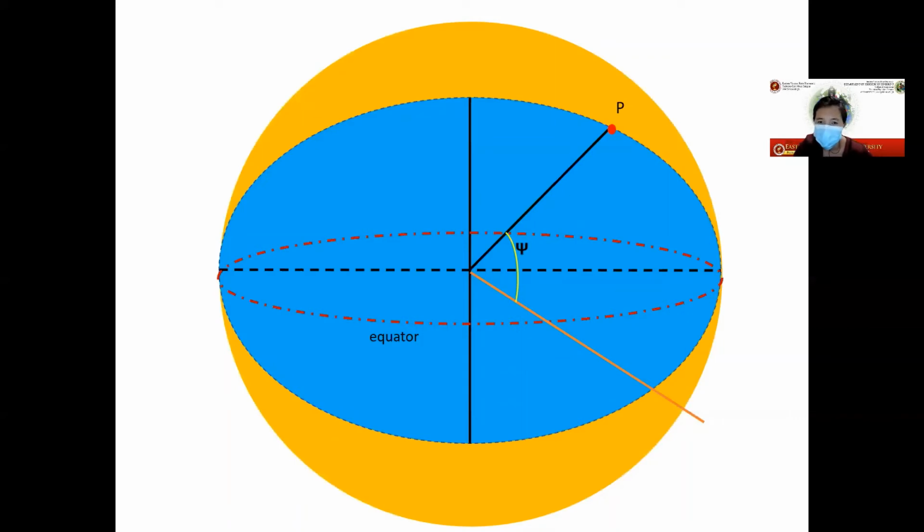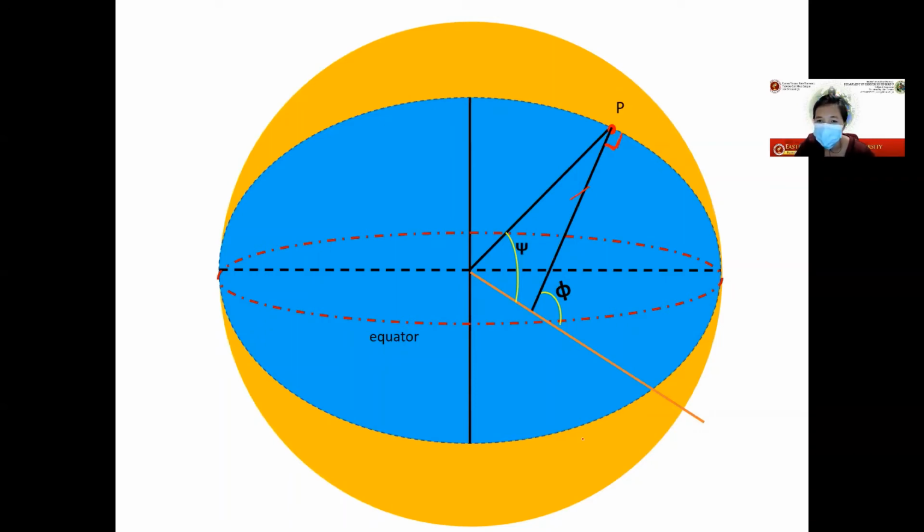So the second one we have here. If P, so our P, then we project directly, then we create a normal to the ellipsoid. And then this angle here is called what? So this is now our geodetic latitude. And we denote this as phi, or geodetic or geographic latitude. So that is now our phi.